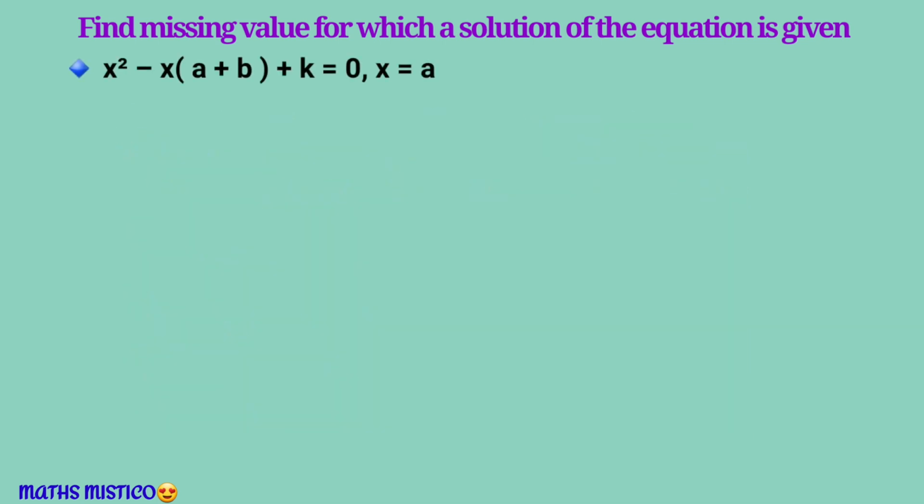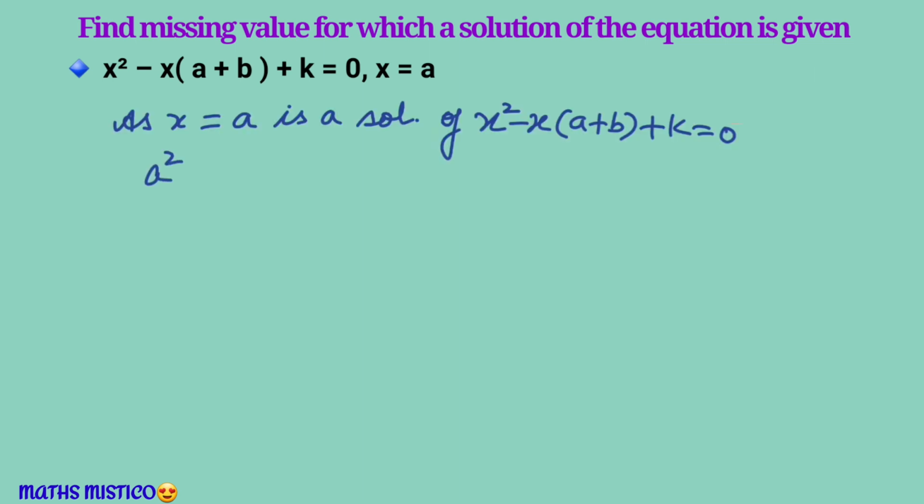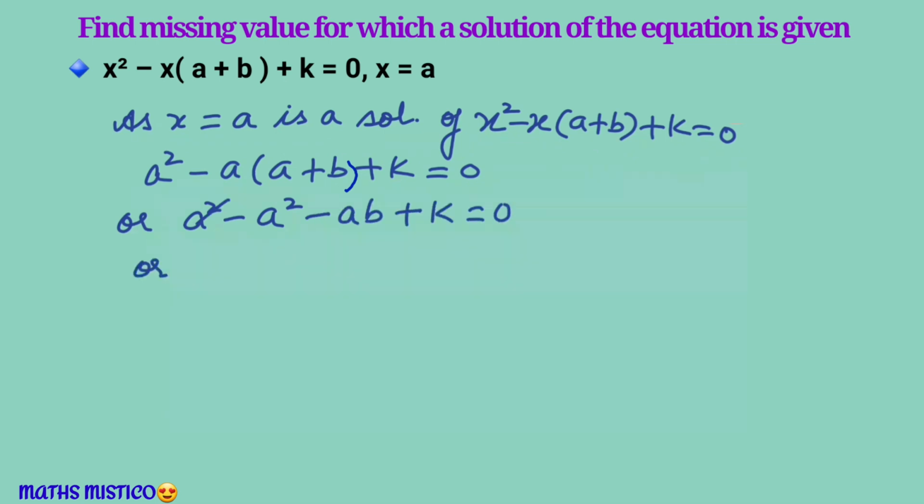In the next one, x is equal to a is a solution of this equation. Let's start. a square minus a into a plus b plus k is equal to 0. Open the brackets and we have a square and minus a square which can be cancelled. And finally, taking the terms to the other side, we get k is equal to ab. Is the method clear to you? This was a simple one.